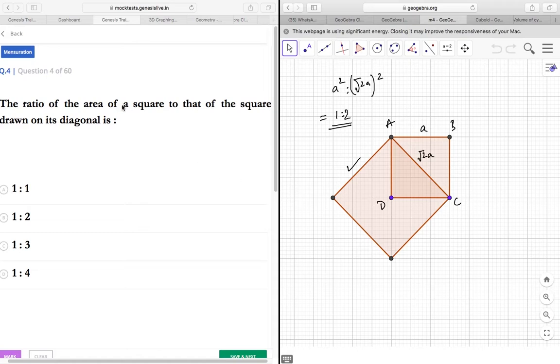The moment you understand the question, you will have to arrive at this equation. You need not even draw all this. Definitely not. This is only for making things easier for you. All right, next one. Answer is, let's mark option B, 1:2.